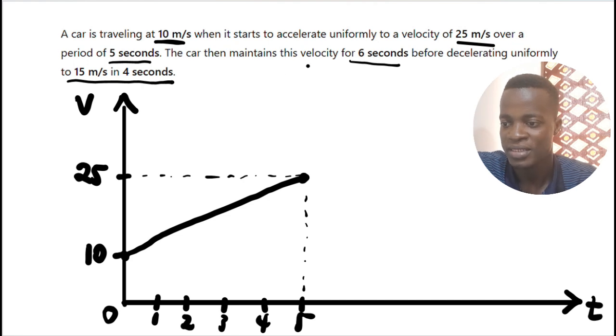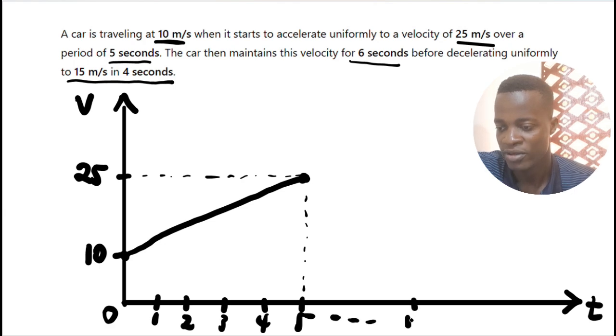The car then maintains this velocity for 6 seconds. So when we are here now, we have to add 6 seconds to this. If we add 6 to 5, we are going to have 11. Let's assume there are values in between, but because of space, we are somewhere here until we get to 11 seconds. You have to label from 6 up to 11. Then this is going to maintain this velocity.